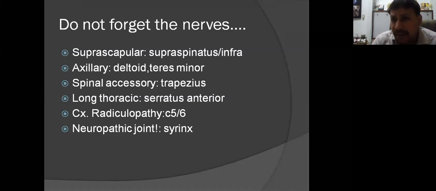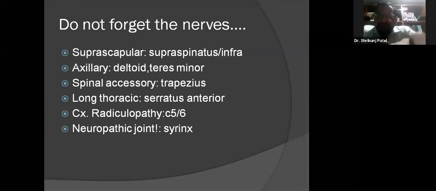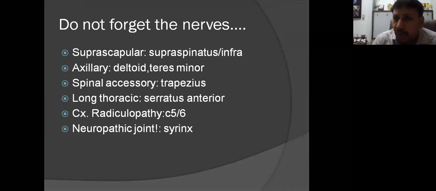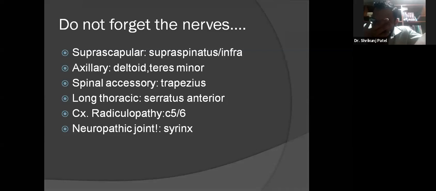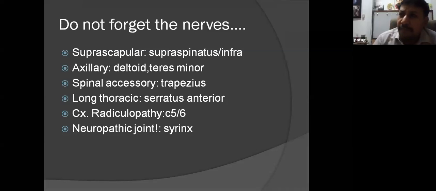Everybody knows what a neuropathic joint is? Yes, sir. So you have a Charcot's joint. You must have heard about Charcot. The upper limb is very commonly involved in what is called syringomyelia. Everybody has heard of syringomyelia? Yes, sir. If you have a syrinx, then the shoulder can very commonly be involved. So if you have very bizarre presentations in the shoulder, with bone loss and so on, you must suspect that there is a syrinx going on here. Never forget that this patient can have a neuropathic joint as well.